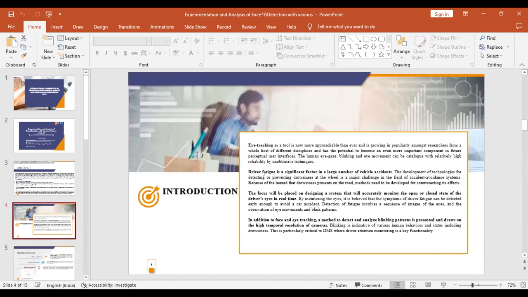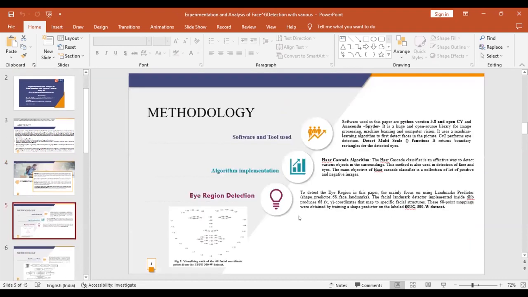And then the introduction to eye tracking: we have to track where the eye is going, and the driver significance, given the large number of vehicle accidents. The focus is designing accurate monitoring of the driver in real time, and we identified the blinking patterns. What techniques do we use? The software tools used are Anaconda and Python 3.8.